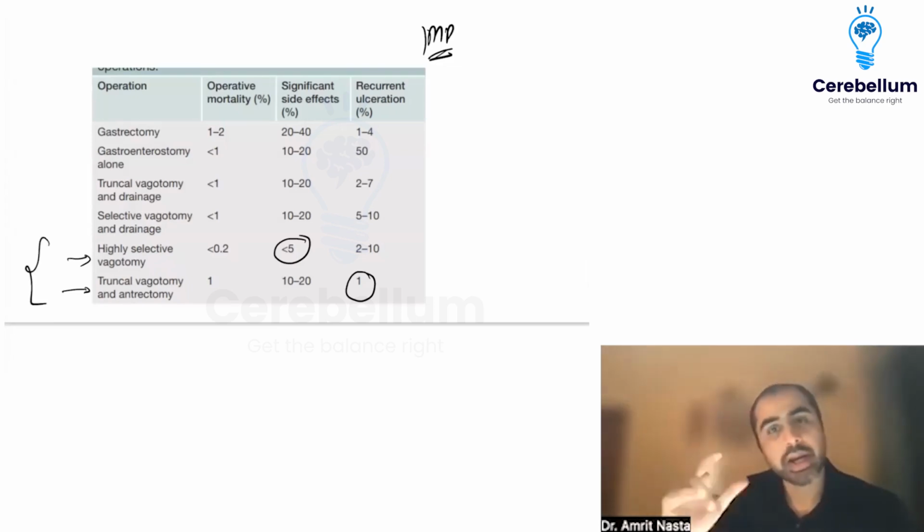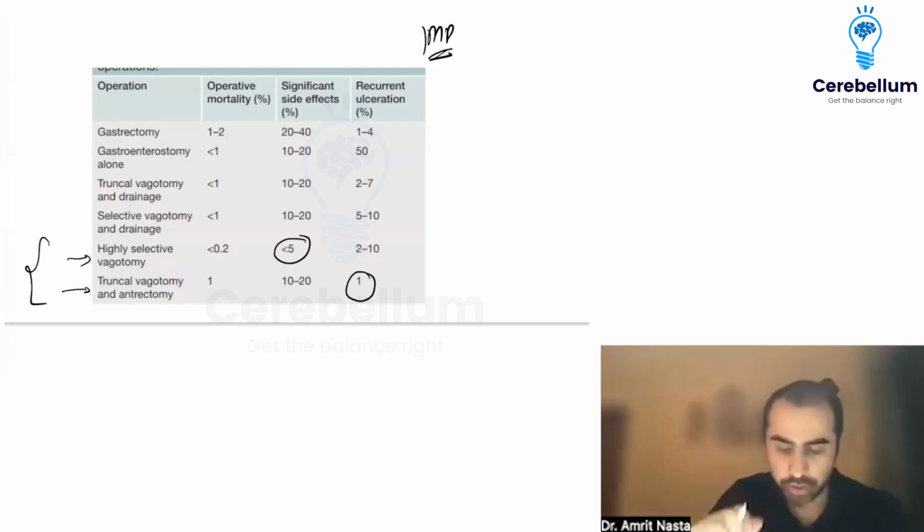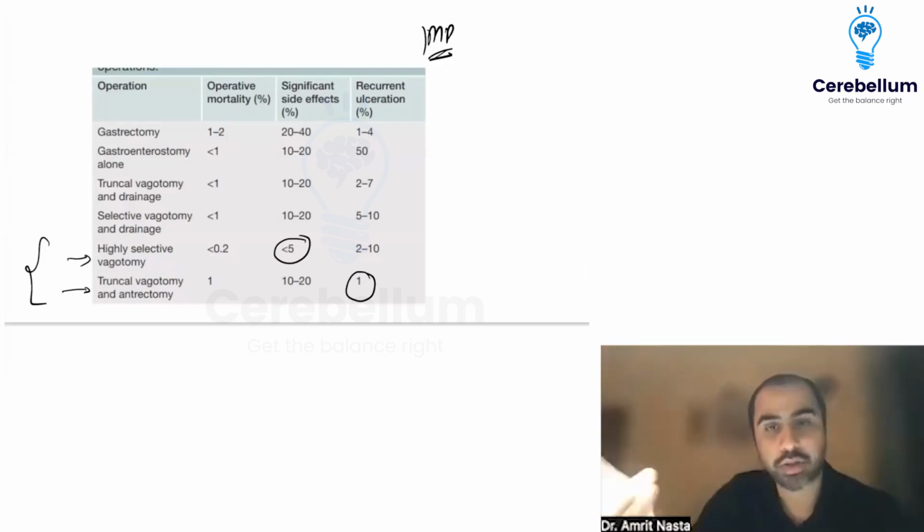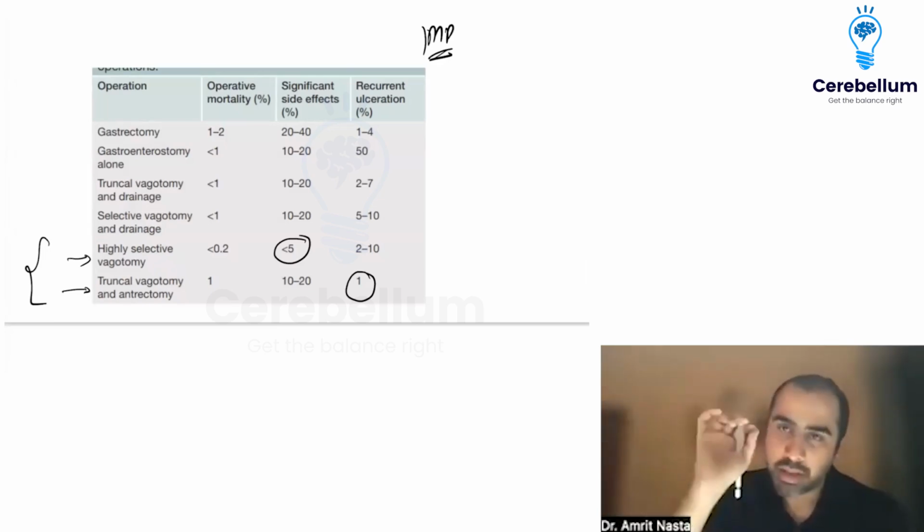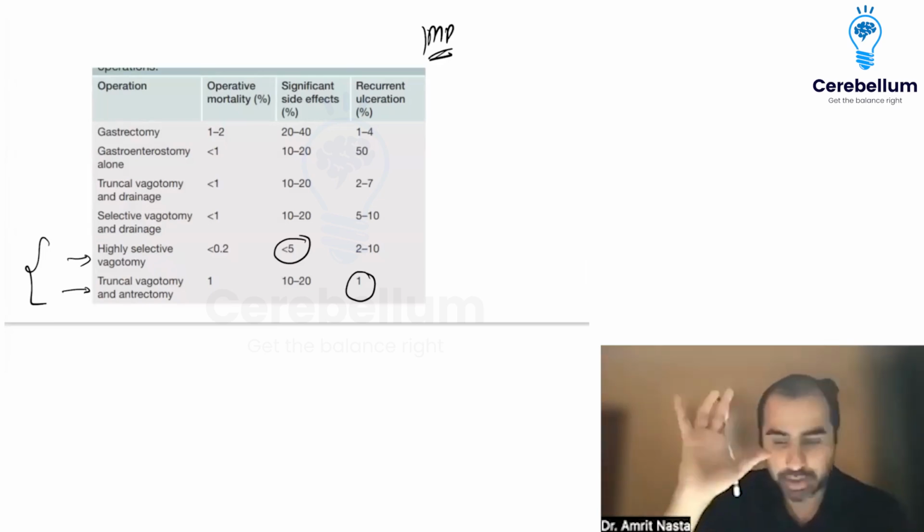Or common sense. HIDA is for biliary atresia. Absolutely right. But it's not the investigation of choice. For biliary atresia, the gold standard is going to be biopsy.